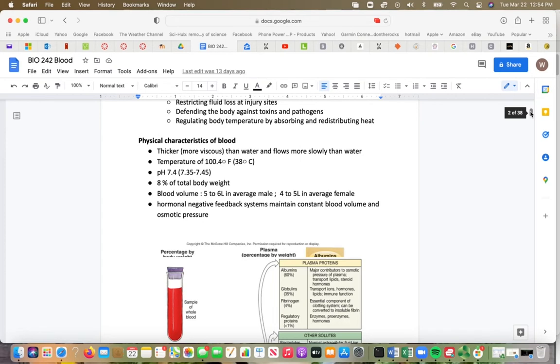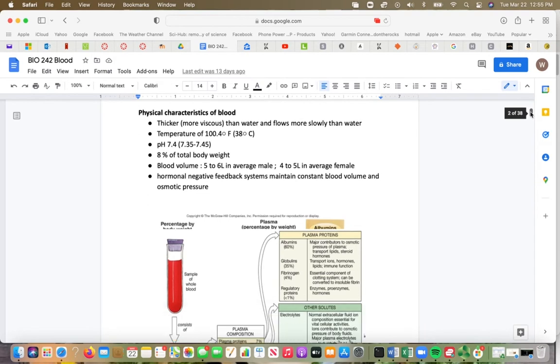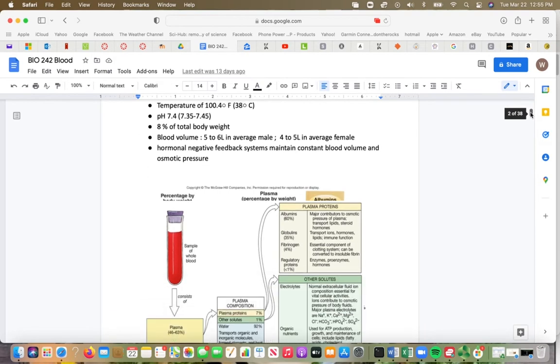The pH of the blood is about 7.4. It makes up about 8% of the total body weight. So typically for a male, you're going to have 5 to 6 liters of blood. A female has 4 to 5 liters. This is dependent on your size, so that is an average. But there is a hormonal negative feedback system that wants to make sure you maintain a consistent blood volume and that the osmotic pressure stays consistent.